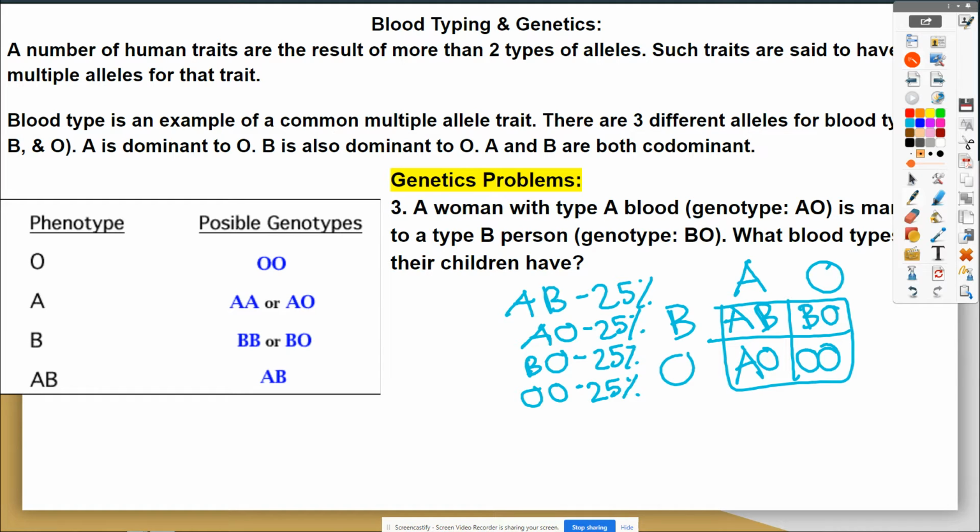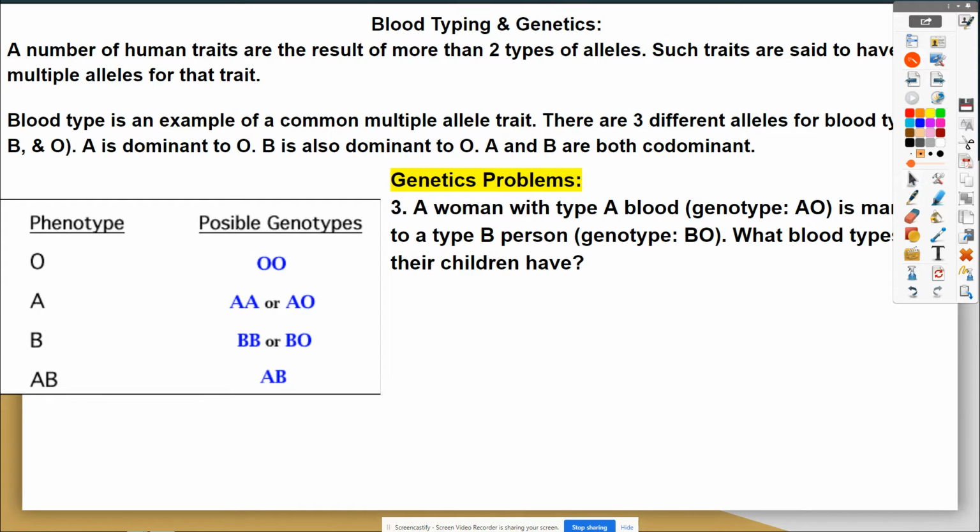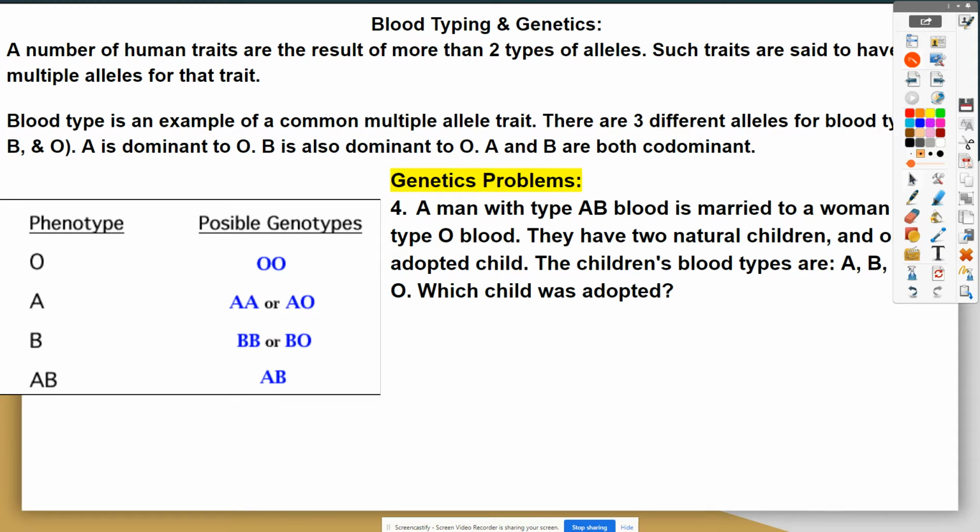And write down what the genotypic ratio would be. Y'all agree? All right. Good job. Y'all feeling okay with these? These are some of my favorite types of Punnett squares to do.